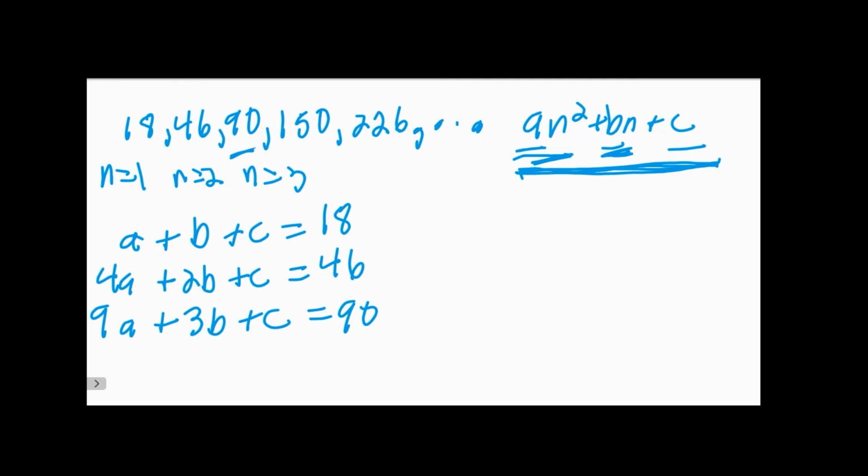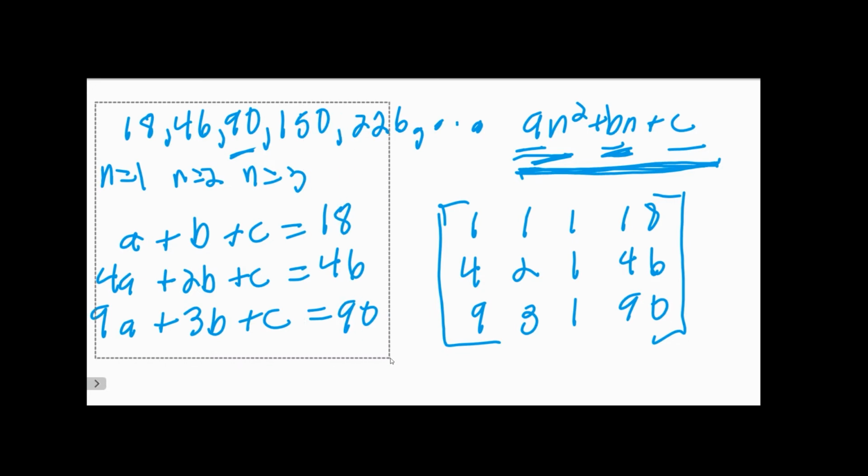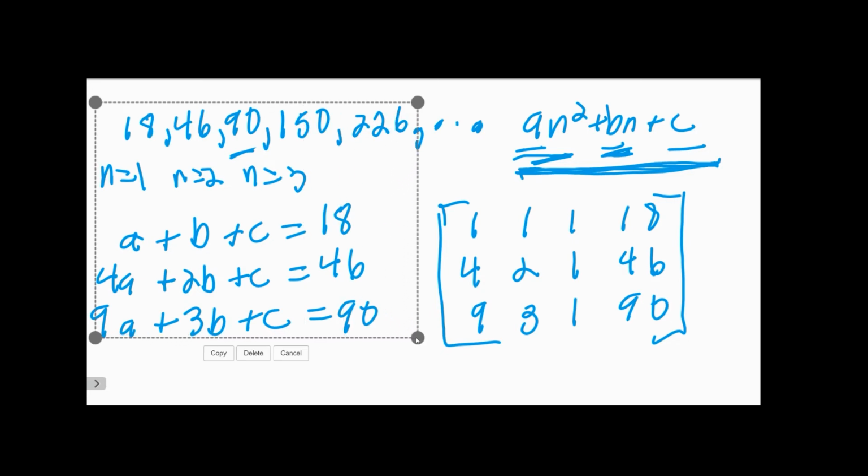All right, so let's go ahead and construct the augmented matrix, and that would be this guy: 1, 1, 1, 18, 4, 2, 1, 46, and 9, 3, 1, 90. There's our matrix. So let's go ahead and do some elementary row operations and solve this system. All right, let's clear a little space and let's get ready to do work.